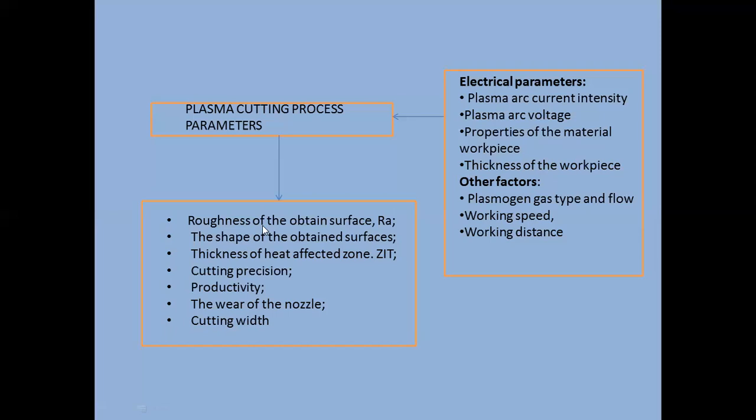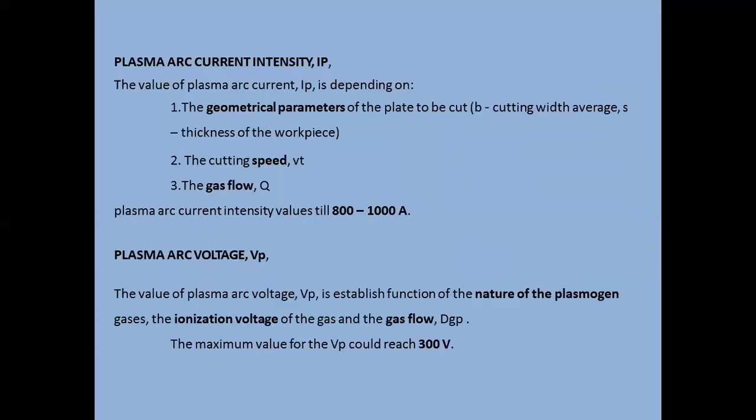Okay, so once again, inputs: plasma arc current intensity, plasma arc voltage, properties of the workpiece material, thickness of the workpiece, other factors like gas type, gas flow speed, working speed, and distance. Coming to the outputs that we can estimate: surface roughness, shape of the surface, thickness of heat affected zone, cutting precision, productivity, wear of the nozzle, cutting width. Okay, next we'll see in detail.